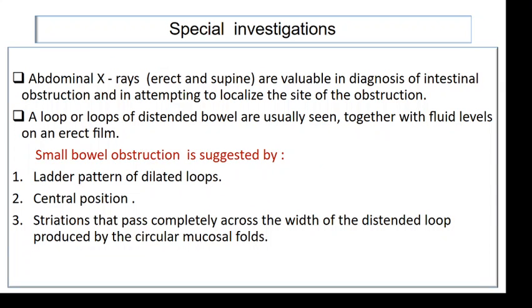A special investigation might be done. Plain abdominal X-ray in erect and supine positions is valuable in the diagnosis of intestinal obstruction. You might see multiple fluid levels in the central part of the abdomen, the small bowel, because the small bowel is present in the central part of the abdomen. It is a long tube, so there are multiple air-fluid levels due to accumulation of fluid and swallowed gas, and a ladder pattern appearance of the dilated loops, which are central in position.